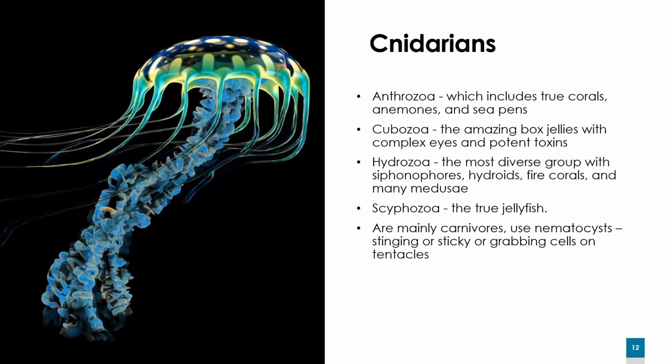And so cnidarians can be broken down into four major groups. Anthozoa, which includes true corals, anemones, and sea pens. You have cubozoa, the amazing box jellyfish, or box jellies, excuse me. And next you have hydrozoa. They're the most diverse group, with siphonophores, hydroids, fire corals, and many different types of medusae. And then you have the scyphozoa, or the true jellyfish. And many cnidarians are mostly carnivorous. And again, they use nematocysts or stinging cells to catch and grab their prey.